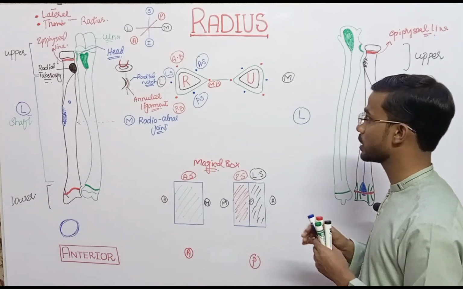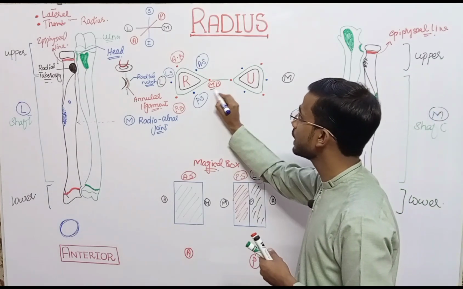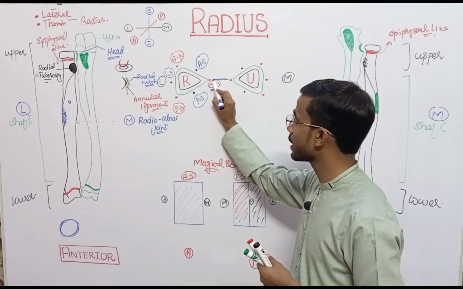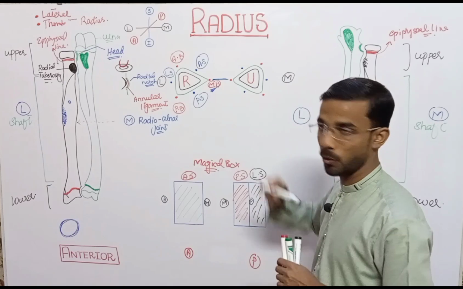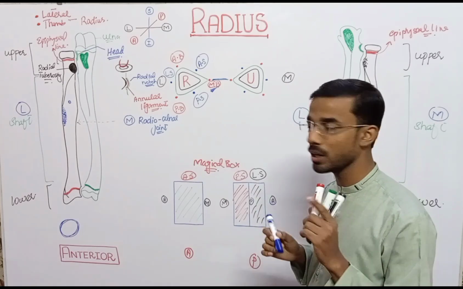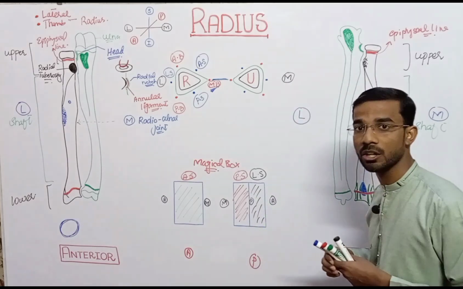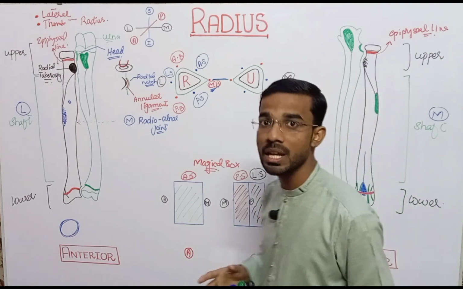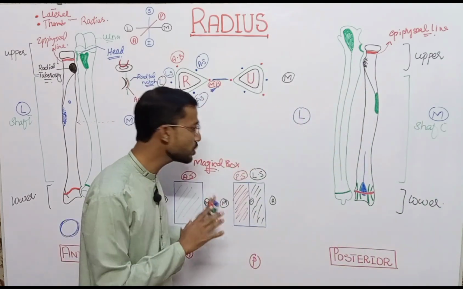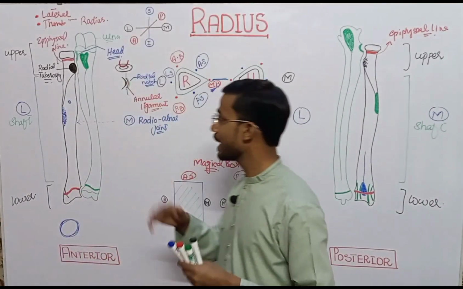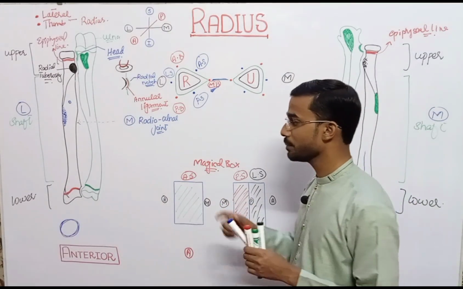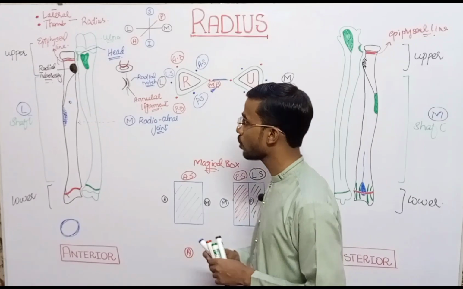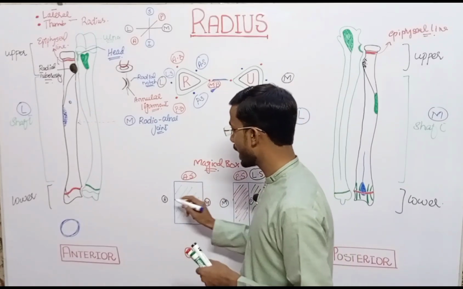This point is very much important, and keep in mind that the interosseous ligament is present between the radius and the ulna at what border? Medial border. At the medial border you will see the interosseous ligament or interosseous membrane. So these are basically the different borders. Let's discuss these one by one. First of all, we will discuss the anterior border.